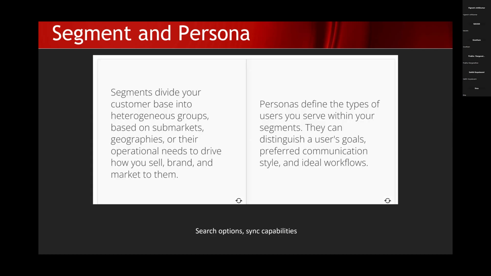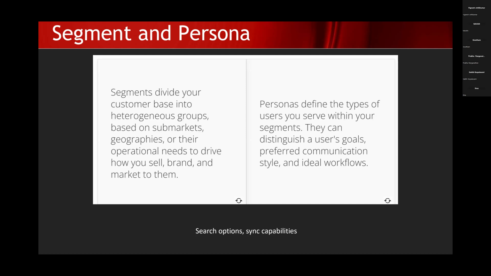Then there is this concept of segment and persona. This is directly picked up from the documentation. Segments are the ability to divide users based on their geographic location, sub-market and all that. Persona is more like what we have already seen in Sitecore, right? We have user goals and specific users who have a specific pattern of going through the site. They have specific behavior, communication style and ideal workflows. So you could have some questions related to segment and persona where they are asking about whether a search capability is possible.